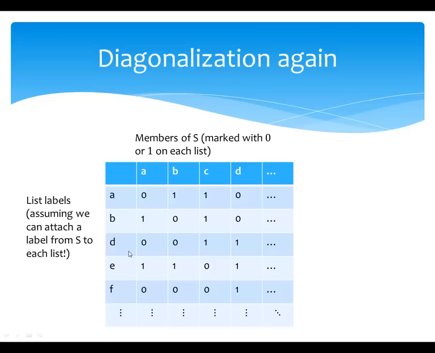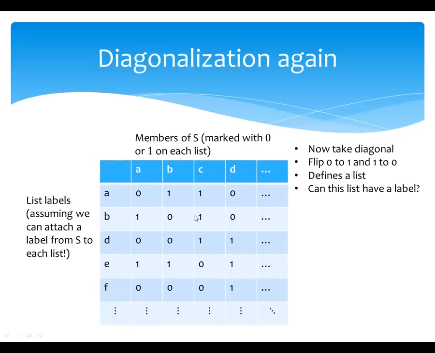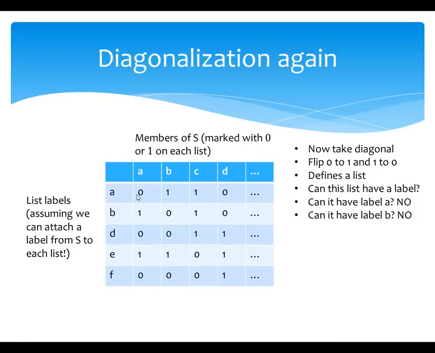Then I get an amazing symmetry of this diagram, and that's what's going to make diagonalization work. These list labels, assuming we can actually attach a particular person to each list, are the same as the labels up here, which said for each list, does that person get a yes or no? And it's that symmetry that's going to be crucial, because we can take the diagonal. We can take this list 0, 0, 1, 1, etc., and I can flip 0 to 1 and 1 to 0.